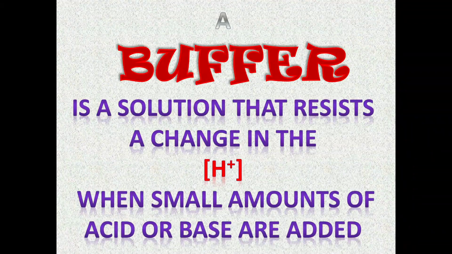The definition of a buffer is a solution that will resist change in the H plus concentration when small amounts of acid or base are added. Now, it's not going to work if I take 1 mole of acid and I dump in 3 moles of a base. But if I have 1 mole of acid and I dump in, say, 0.1 mole of base, the buffer should maintain pretty close to the original pH.